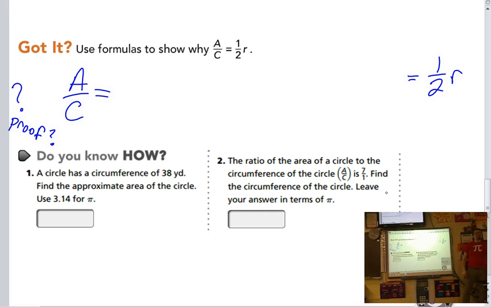Take a minute to talk with your neighbor. See if you can figure out what we should use to substitute in here. We want to end up, in the end, only having radius and some numbers. Take a minute.